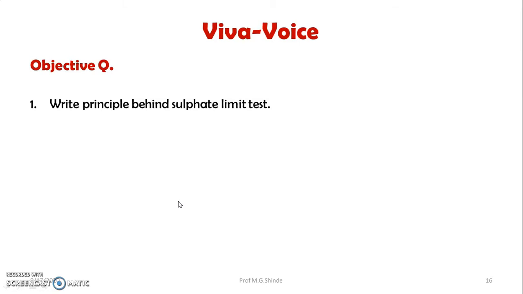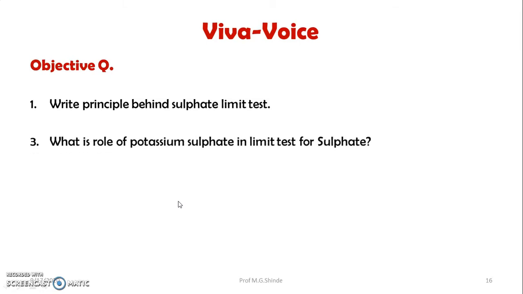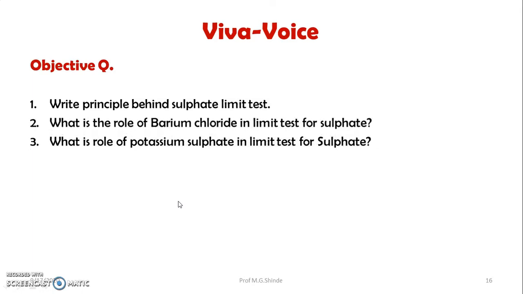Now the next question is: what is the role of potassium sulfate in the limit test for sulfate? As already discussed, we are using ethanolic potassium sulfate, which increases the sensitivity of the test by giving ionic concentration in the reagents. One more question: what is the role of barium chloride in the limit test for sulfate? Barium chloride reacts with the sulfate and produces barium sulfate, which is an insoluble precipitate and gives turbidity to the solution.